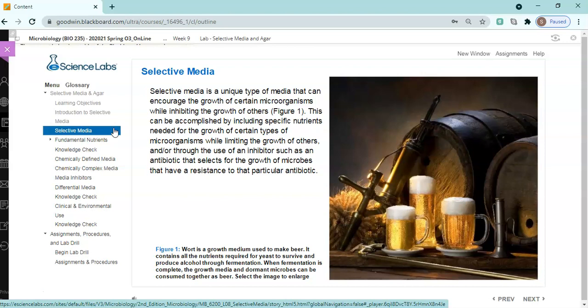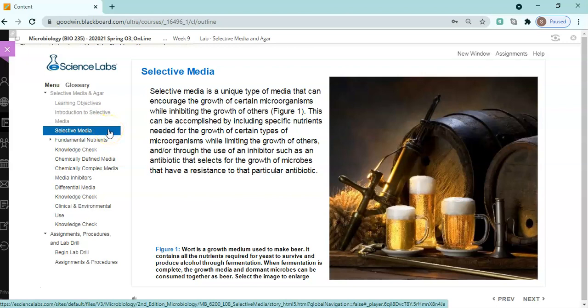So for instance, one of the ones that we used was MacConkey agar. And remember, MacConkey agar had a reddish purple hue to it. And it symbolized the ability to select for gram-negative bacteria that were lactose fermenters. So those were the only types of organisms that would grow on those particular Petri dishes.